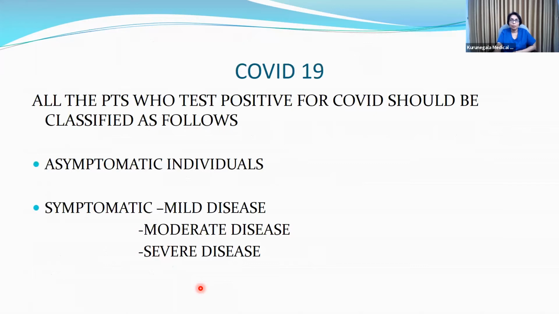COVID-19. All the patients who test positive for COVID should be classified as follows. Asymptomatic individuals. These are the individuals who are diagnosed with COVID-19 on a routine basis or on a surveillance basis. Then symptomatic patients with mild, moderate, and severe disease.